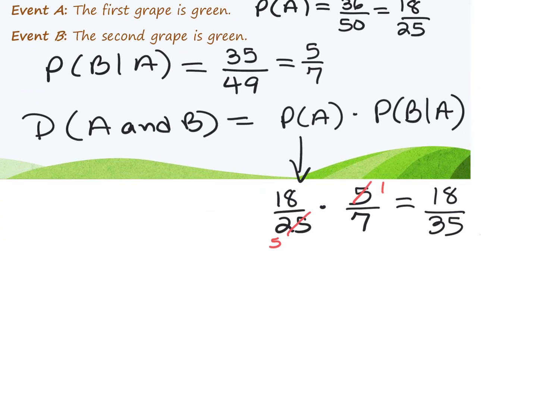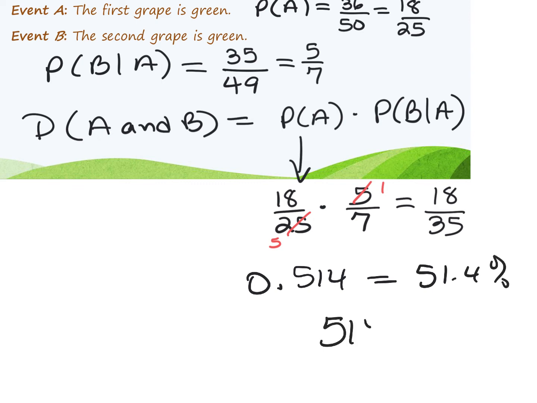If I make it into a decimal by dividing 18 by 35, it's 0.514. Multiplied by 100 to turn into a percent, 51.4%. Rounded to the nearest whole percent, 51%.